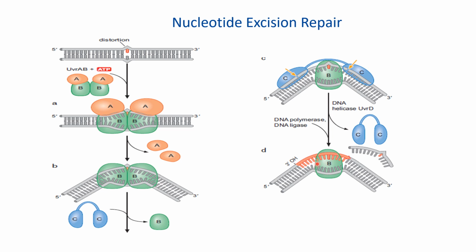Here we have to remember that the polymerase uses the complementary strand which is already there. There is no mutation, no distortion in that strand. So it uses that strand as a template, and synthesizes a new strand without any kind of mutation. So that is how the nucleotide excision repair works.